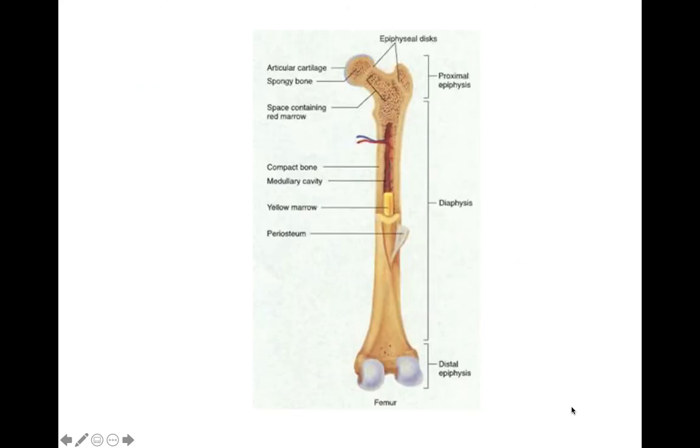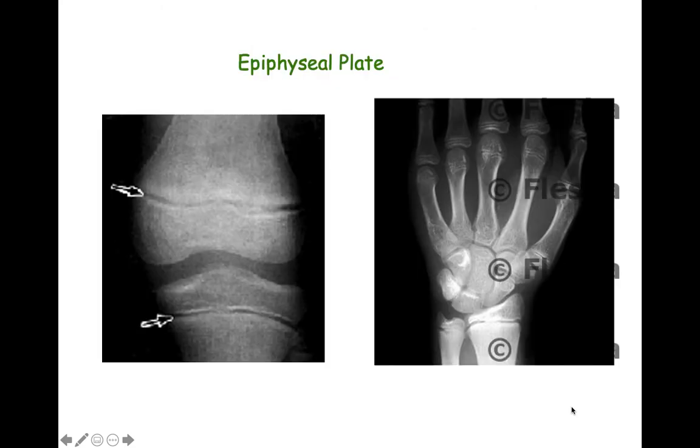And again, you can see the epiphyseal disc in this diagram. Epiphyseal disc is a fancy word for that epiphyseal line. This is a bone that has become fully ossified. This would be in an adult.